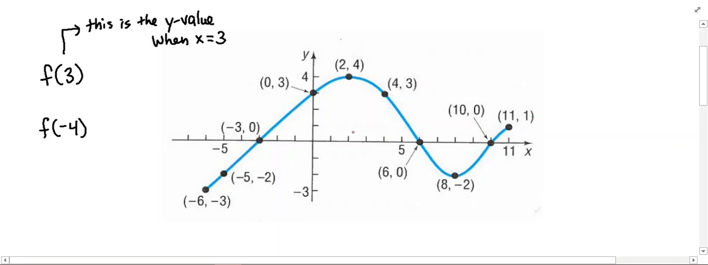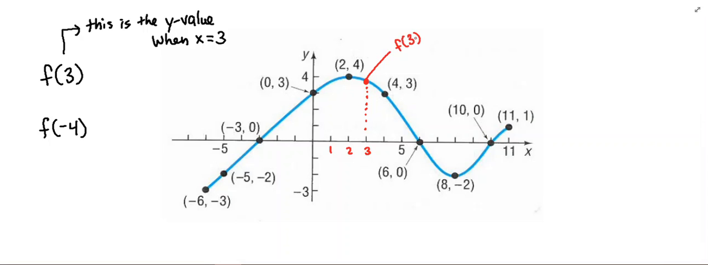So here, if you look at the x-axis, the tick marks are placed every 1 unit. So here we go. This is going to be 1, 2, and 3. So here's where x equals 3. If we go up to the corresponding point on the graph, this point right here is f of 3. Okay, that is the y value when x equals 3.